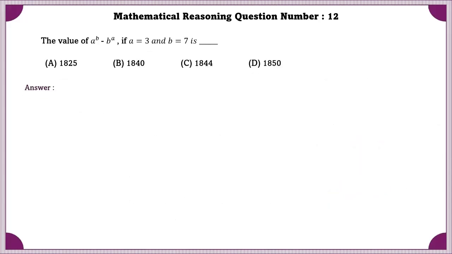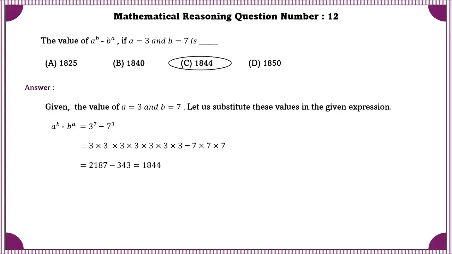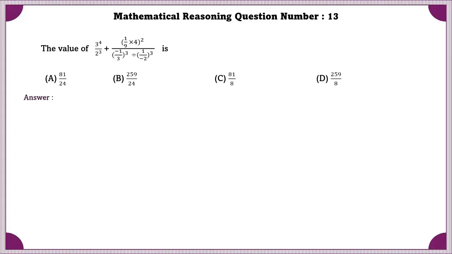Mathematical reasoning question number 12. The value of a to the power b minus b to the power a if a is equal to 3 and b is equal to 7. We just have to substitute the values of a and b. Given the values of a is equal to 3 and b is equal to 7, let's substitute these values in the given expression. We will get 1844.